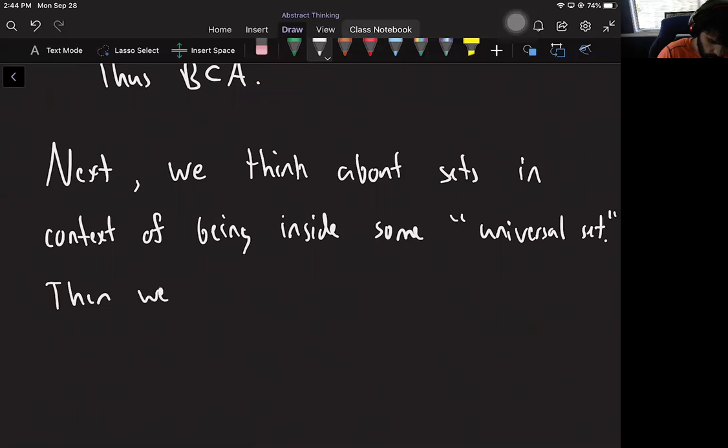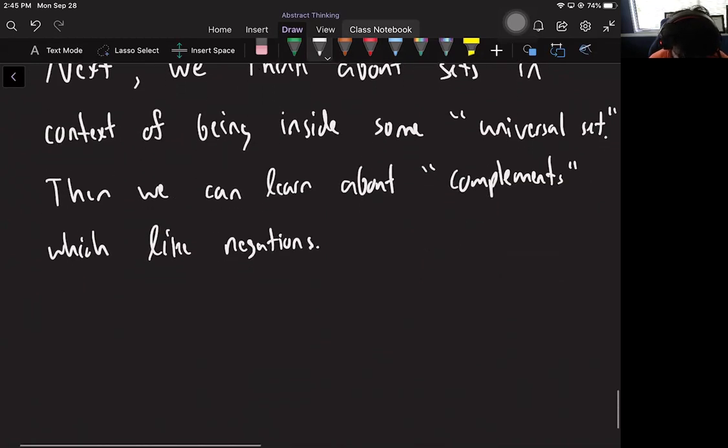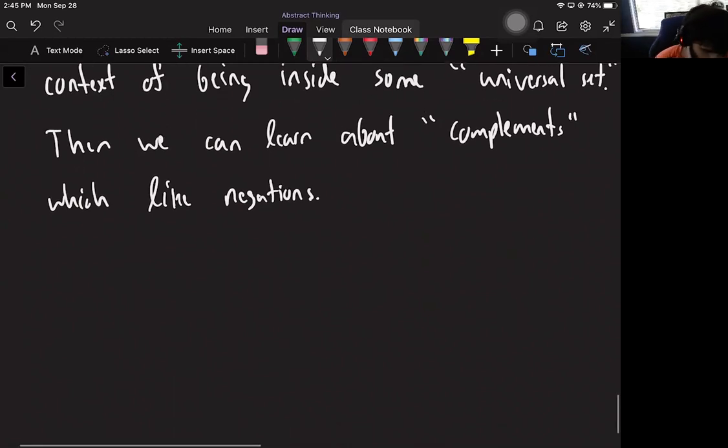So then we can learn about something called complements, which are sort of like negations. So it's going to be like what's not in the set. What you can't do if your set is not living inside of some bigger set is say what's not in here, because everything is not in there. But if you're in the context of some universal set, then you can talk about the stuff that's not in there, but still is in the universal set. Okay, so it'll make more sense with the examples, but I hope that makes sense so far.